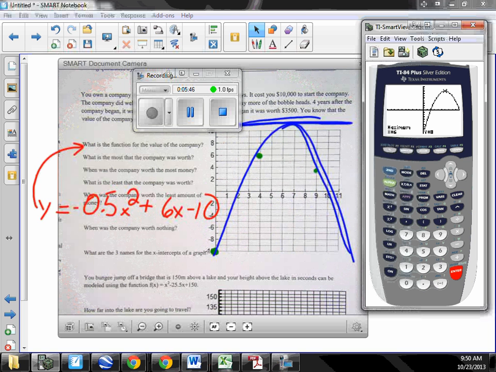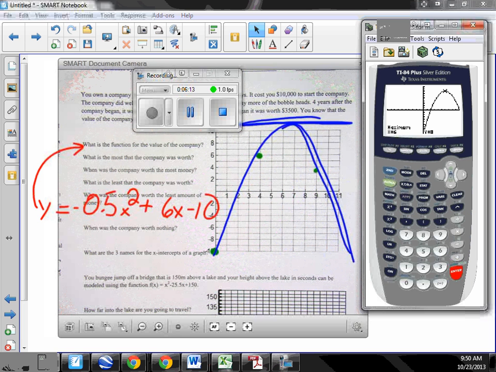So the question asks, what is the most that the company was worth? 8,000. And then when was the company worth the most money? 6 years. Now which one is the maximum, 6 or 8? 8 is, because that's the output. Which x gives us the maximum output? 6 does, and 8,000 is the maximum.